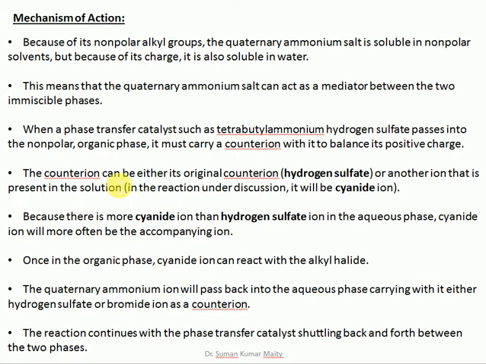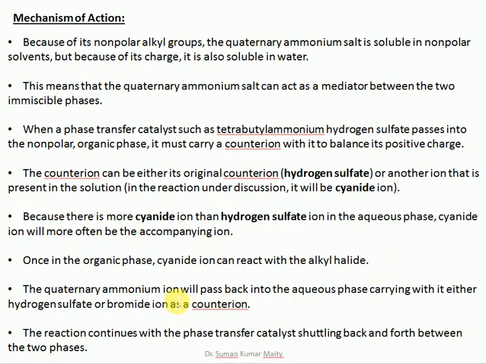The counter ion can be either the original counter ion used with the quaternary ammonium salt, that is hydrogen sulfate, or it can be the other counter ion which is the reactant in the reaction, such as the cyanide ion. Because cyanide ion is in excess and tetrabutyl ammonium hydrogen sulfate is used in catalytic amount, cyanide is the major component which will accompany the tetrabutyl ammonium salt to the organic phase. Once in the organic phase, cyanide ion can react with the alkyl halide.